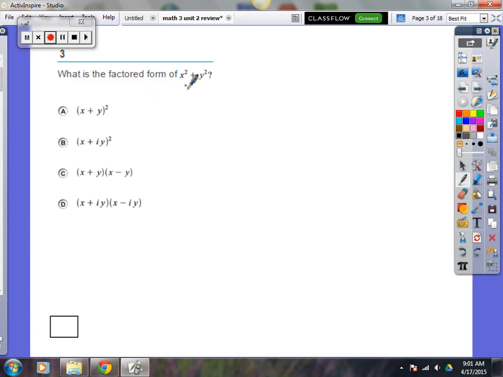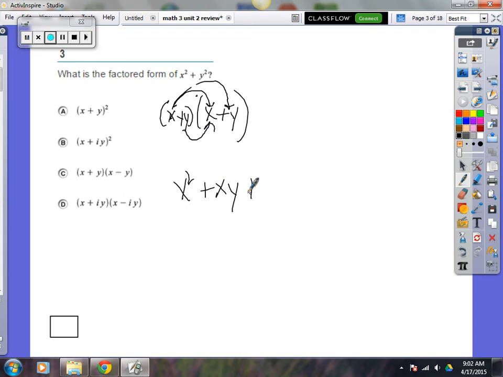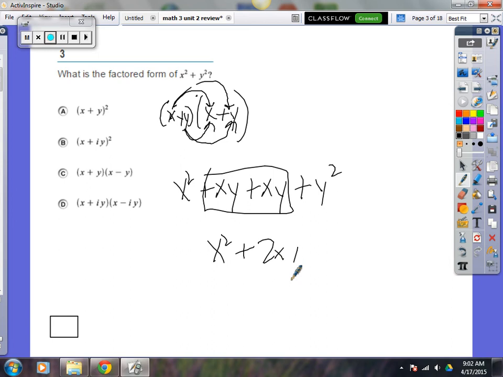3, what is the factored form of x squared plus y squared? So you can go through A, B, C, D. For example, if I were to expand A, x plus y, squared, so that's x plus y times x plus y. And if you were to work that out, you get x squared plus xy, and then this y times this x, plus another xy, this y times this y. So you would get x squared, combine your like terms, that's 2xy, and then this last term. So it's not going to be A.